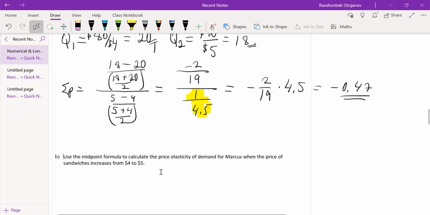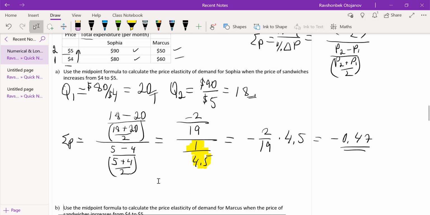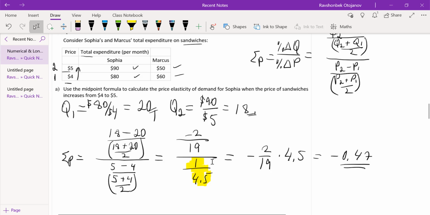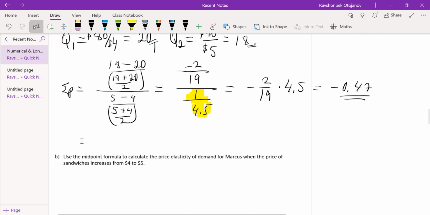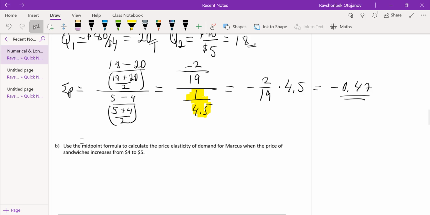Use the midpoint formula to calculate the price elasticity of demand for Marcus when the price of sandwiches increases from 4 to 5. So now it's exactly the same thing repeated for Marcus. Now all we need to do is work out the quantities and work out this price elasticity. So we have the formula above.